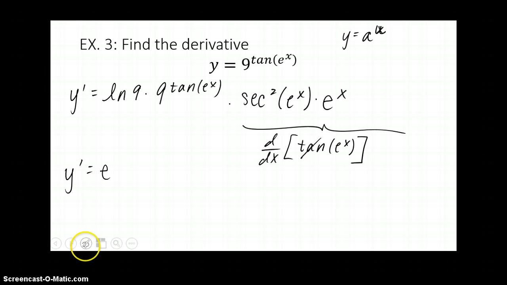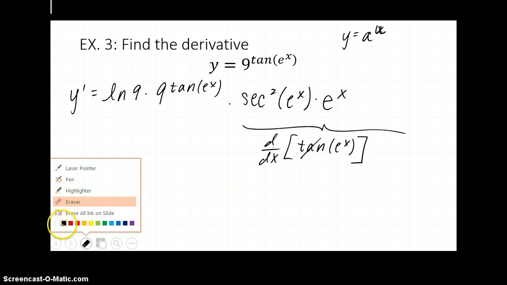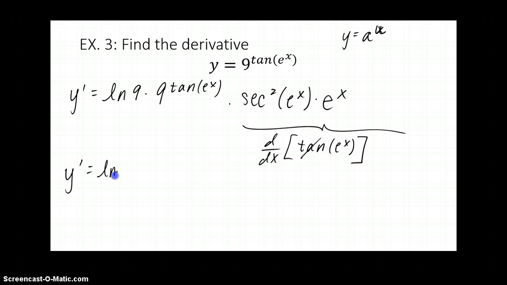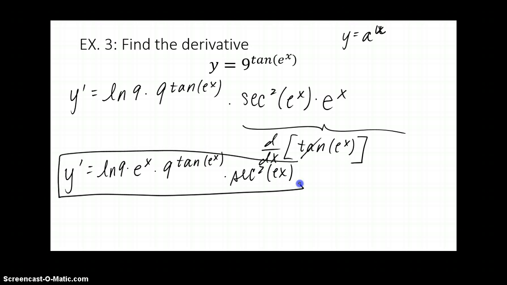So we have ln of 9 times e to the x times 9 raised to the power times secant squared of e to the x. Sorry. Should have moved that down a bit. And this is not multiplied, but the exponent. So e raised to the x.